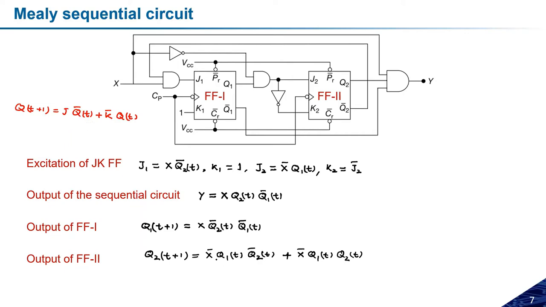If you see here, X bar and the Q1T is common in both the terms. So here I will get Q2 bar plus Q2, and Q2 bar plus Q2 will give you one. So again, if I try to simplify it, I will get a simple expression, and that is X bar into Q1T. So this is the final expression for the output of the second flip-flop.